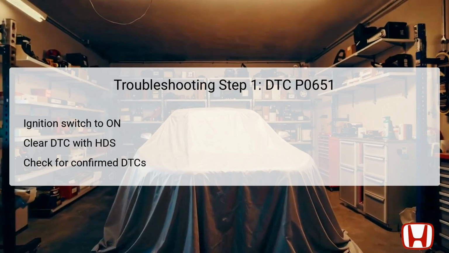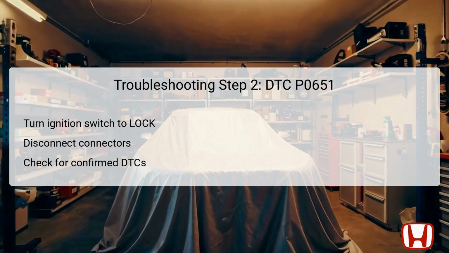If DTC P0651 appears once again, this confirms that the failure has replicated under these conditions, indicating that further investigation is necessary and that the problem is ongoing. Conversely, if the DTC does not reappear, this suggests it may have been an intermittent failure, and other components should be inspected for poor connections or loose terminals. This step is crucial as it establishes whether the issue is persistent or transient.